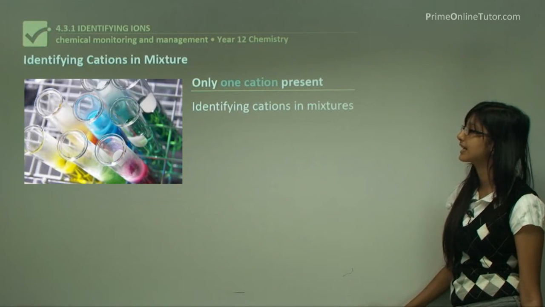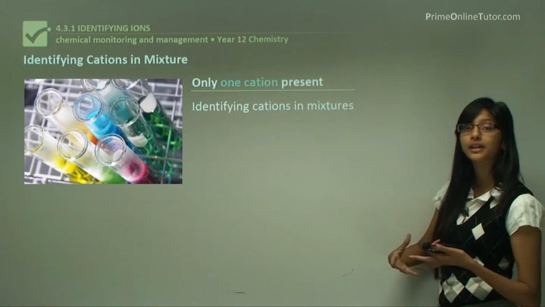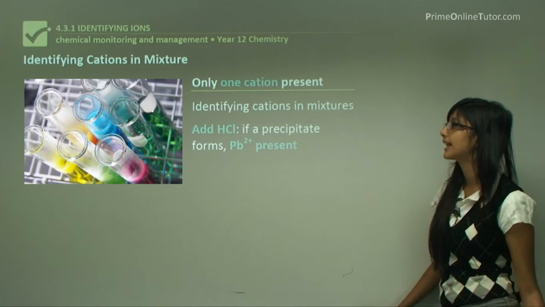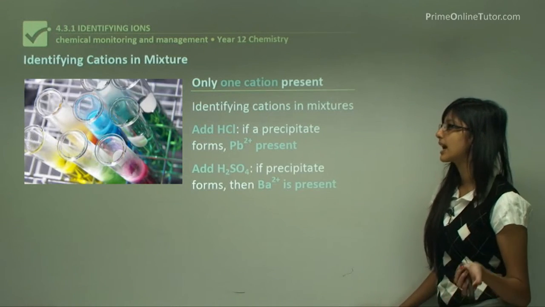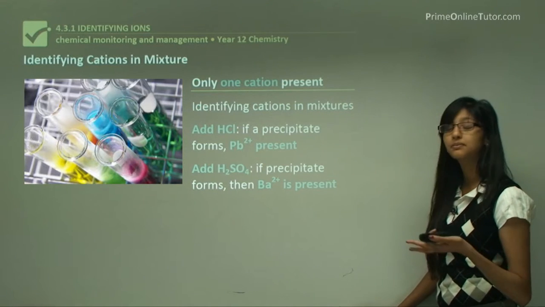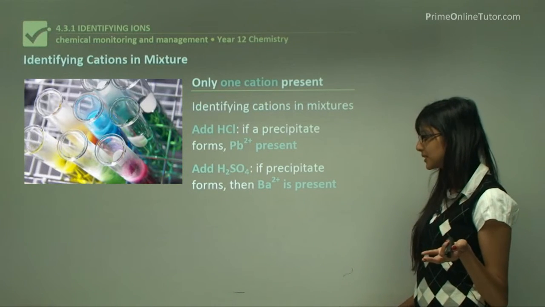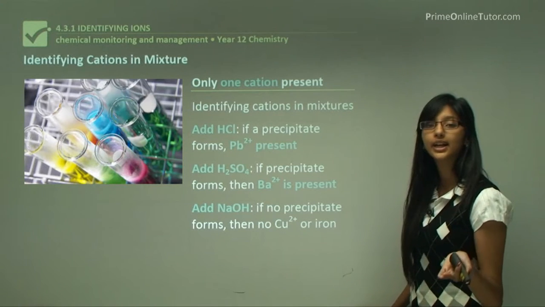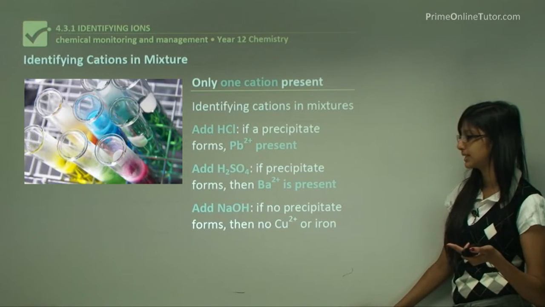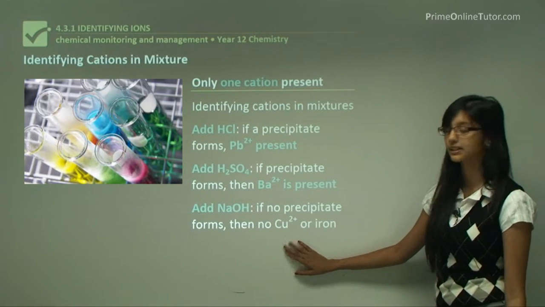And identifying cations in a mixture. So if there are a lot of cations in a mixture, then if you add HCl and a precipitate forms, again lead is present. If you add hydrochloric acid and a precipitate forms, sulfuric acid and a precipitate forms, then barium is present. And if you add NaOH and if no precipitate forms, then no copper is present.